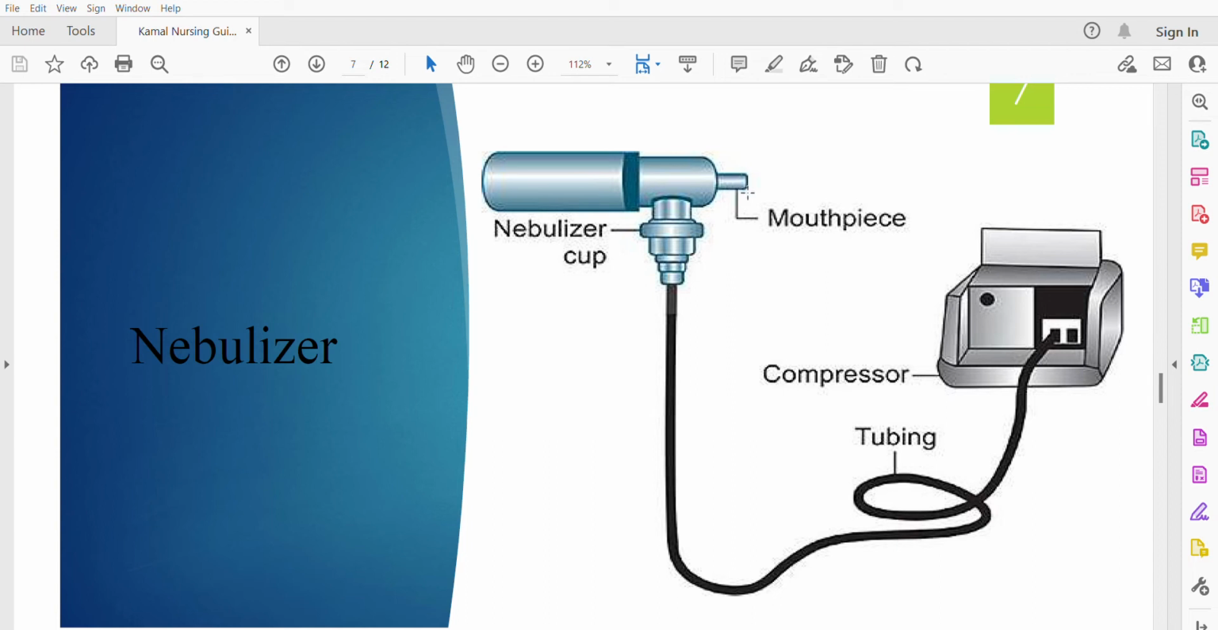Now we can use the mouthpiece, or we can attach a mask to that mouthpiece if the patient is not able to use it. When we use the mouthpiece, the patient needs to close his or her lips tightly so that the medication can be inhaled properly, and if the patient is not able to do so, then we can attach the mask here. That will automatically ease their situation.